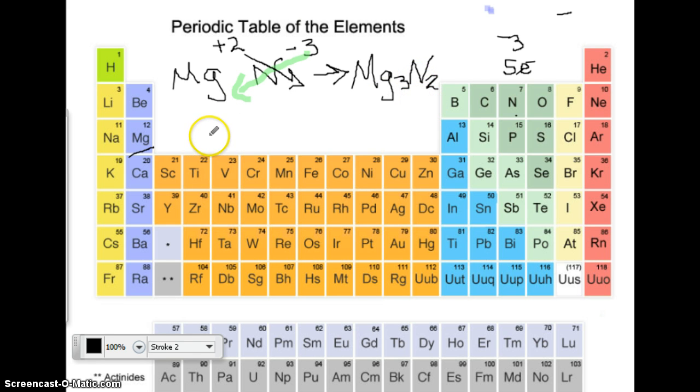All right, now let's do Mg again. Group 2 has a +2 charge. Let's put it with oxygen. Oxygen has a -2 charge. And you get Mg2O2. And we can actually reduce and just write MgO.